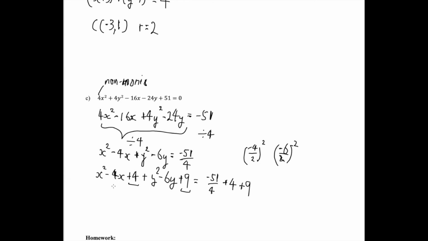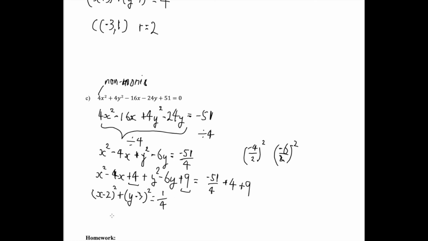Okay, time to factorize. So we have, what's half of minus 4? Minus 2. Plus, what's half of minus 6? Minus 3. So we write y minus 3. And what is this equal to? So I'm just going to get my calculator here because I can't do this in my head. So this should give you, oh, it's a quarter. How nice.